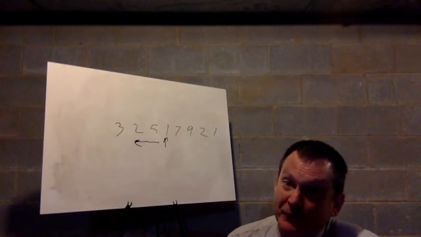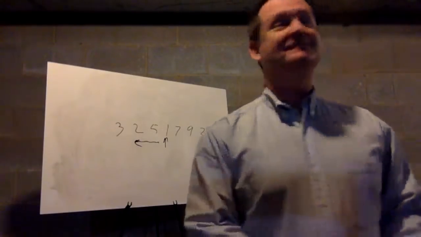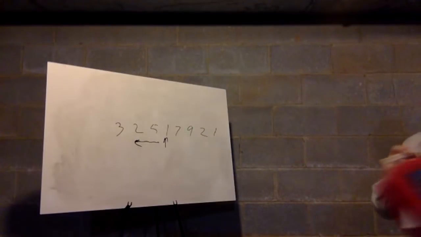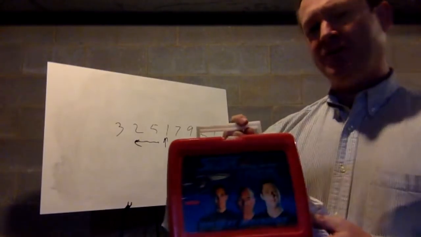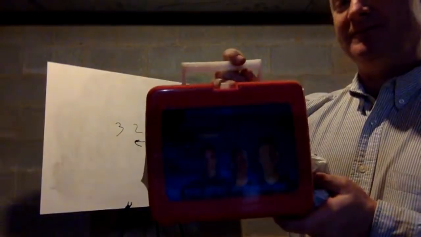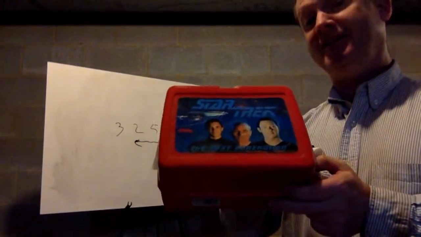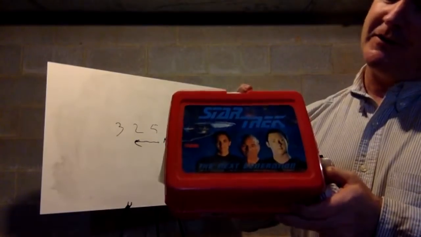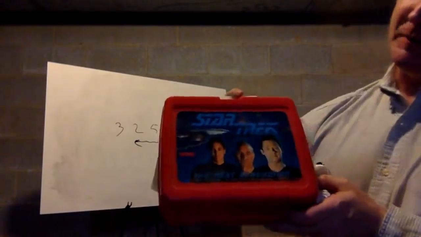Want to see another item from the basement? It's my Star Trek Next Generation lunchbox. There you go. You can see the big three: Wesley Crusher, Jean-Luc Picard, and Lieutenant Commander Data on the set.